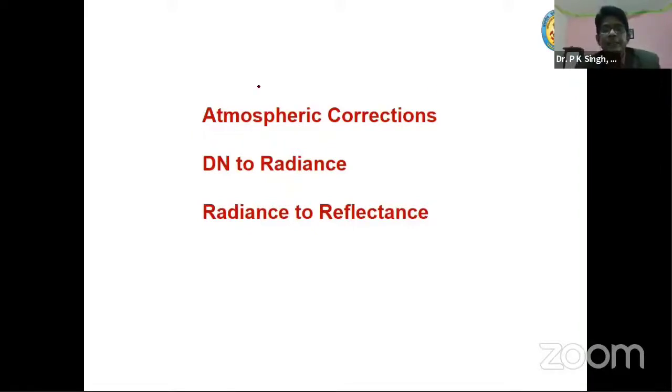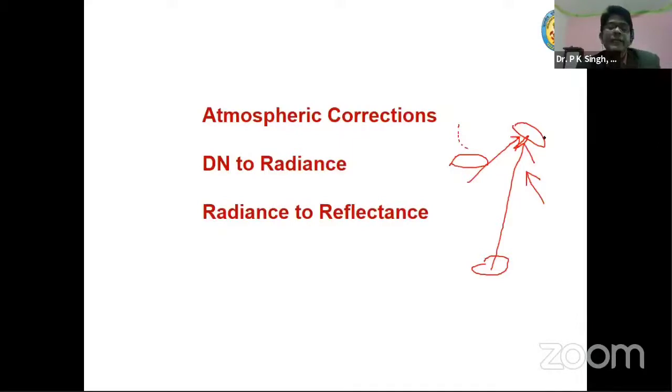As I told, this is your sensor, and some radiated and reflected energy from the atmosphere goes to the sensor. Actually, we are interested in the energy which is coming from the object, but some scattered light, some reflected light is also going to the sensor, and that energy is recorded in the form of DN value. So some corrections are done to remove all those things which are coming from other sources.